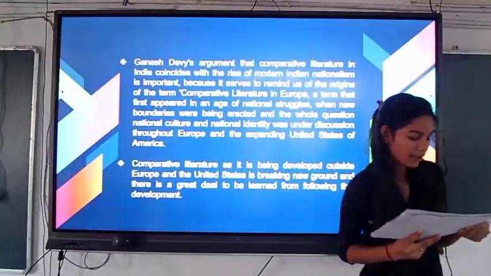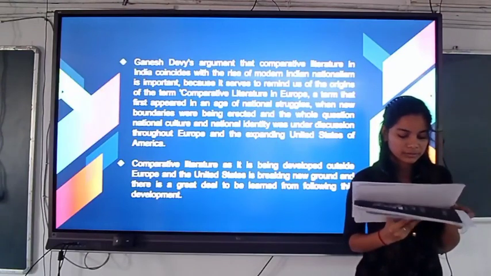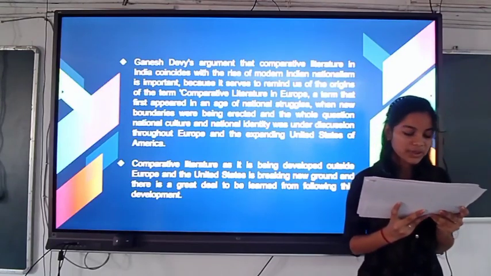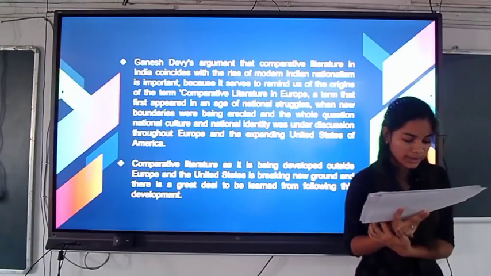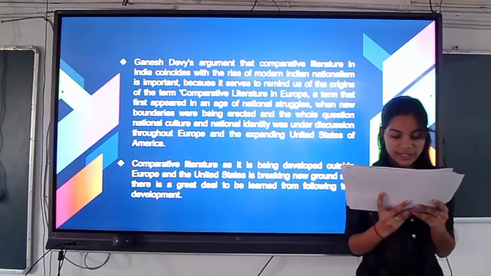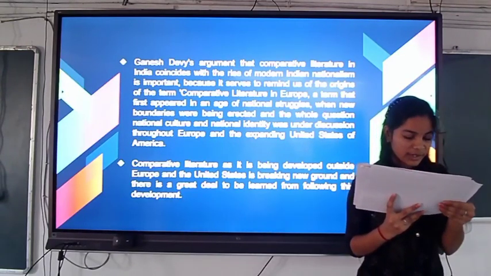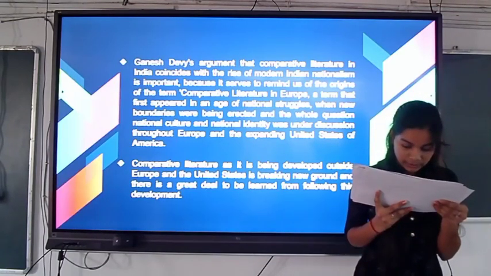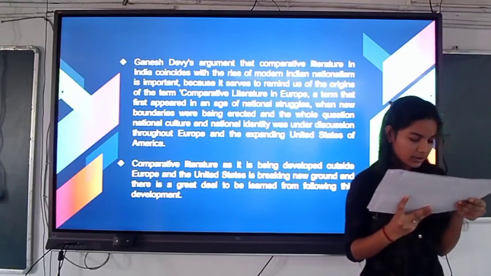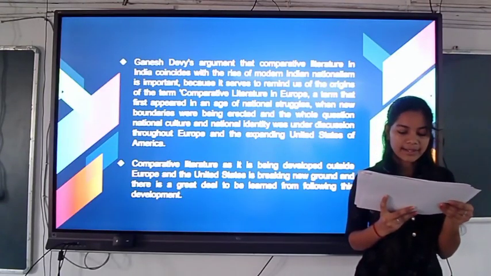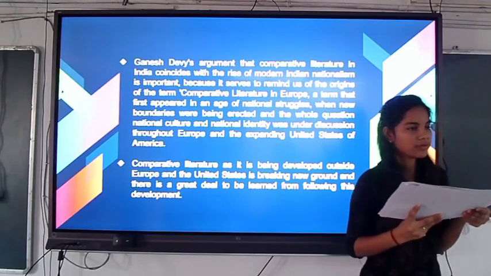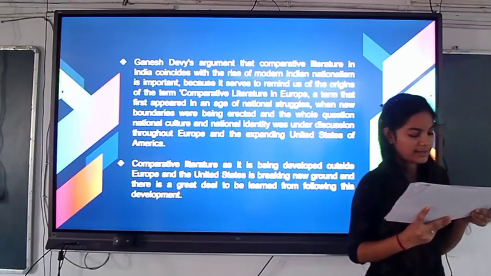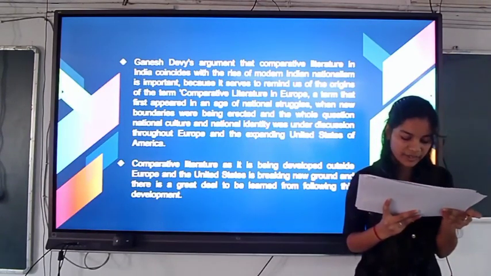Then he speaks about the growth of national English, the growth of national consciousness, and the awareness of the need to move beyond the colonial legacy. And the development of contemporary literature in many parts of the world has made the subject enter a period of critique of its legacy in the West. Comparative literature emerged in China, Brazil, India, and many African nations.